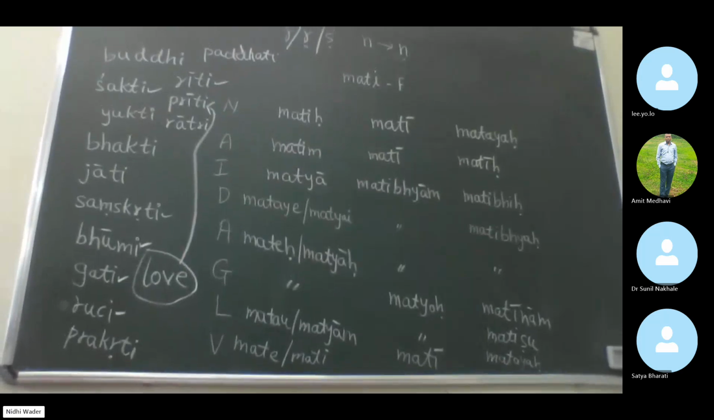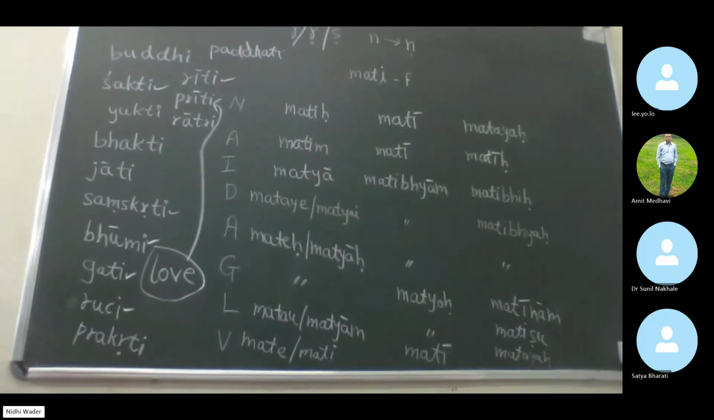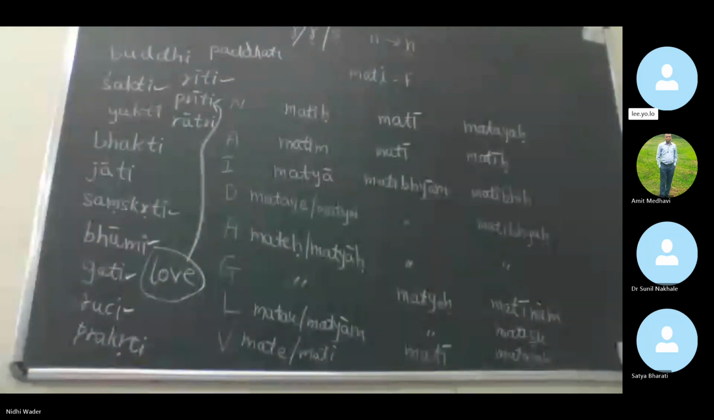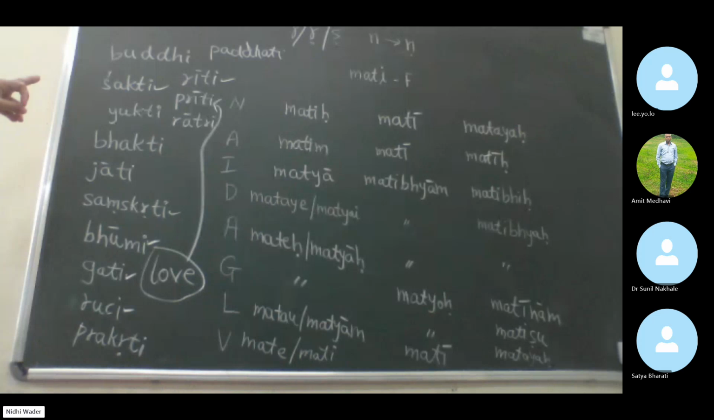And write the whole table. Shakti. Which one, Preeti or Riti? Preeti is custom style. Custom. Ratri. Ratri is night. Night, N-I-G-H-T, night.